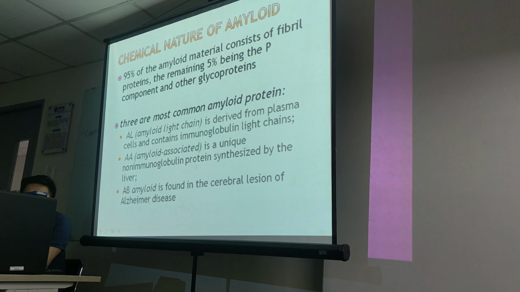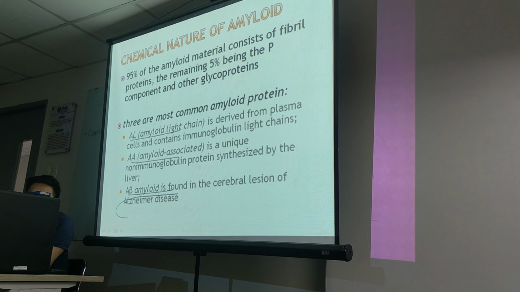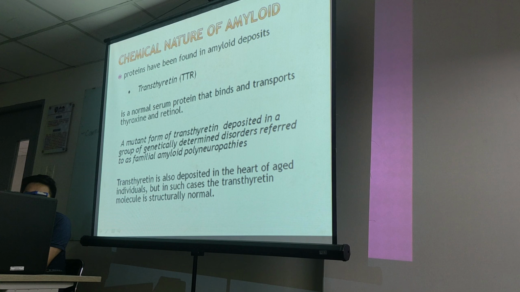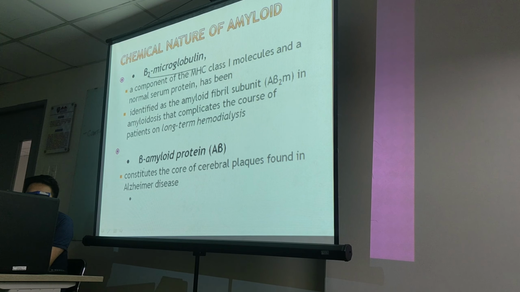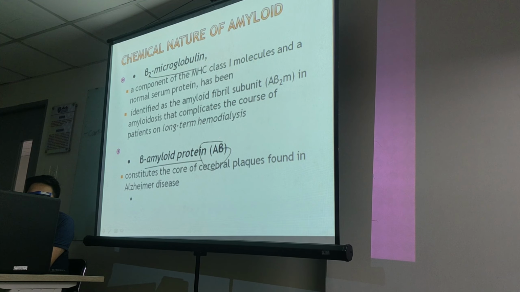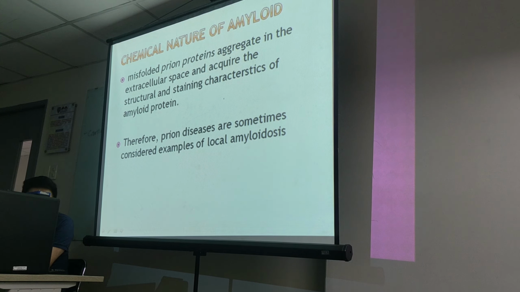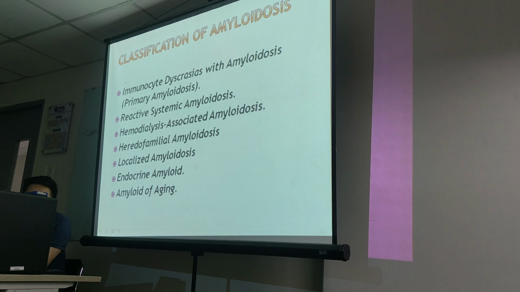95% consists of fibril proteins. Three common examples are amyloid light chain, amyloid associated, and beta amyloid seen in Alzheimer's disease. It's also composed of several proteins like transthyretin, beta-2 microglobulin, and beta amyloid protein in Alzheimer's. Prion diseases may also be considered amyloid deposits. For the classification of amyloidosis, let us briefly discuss.